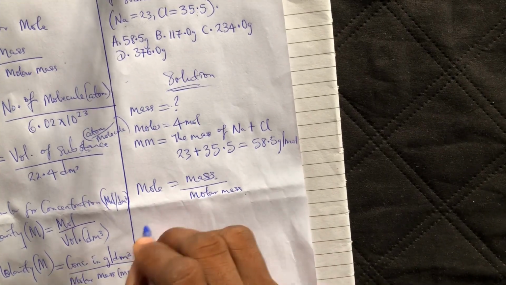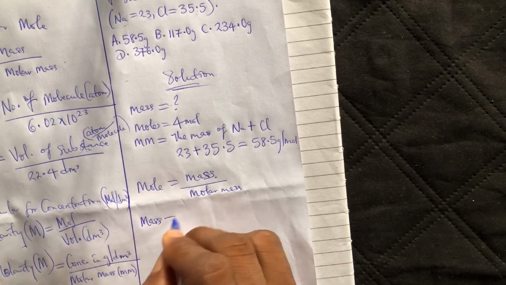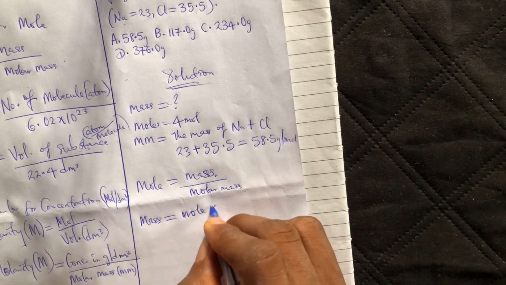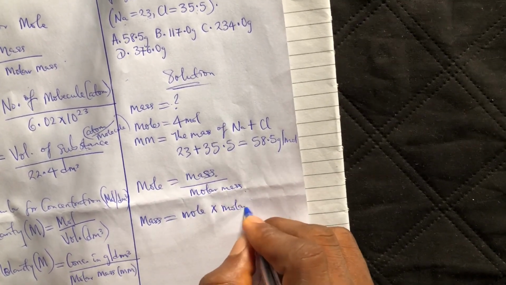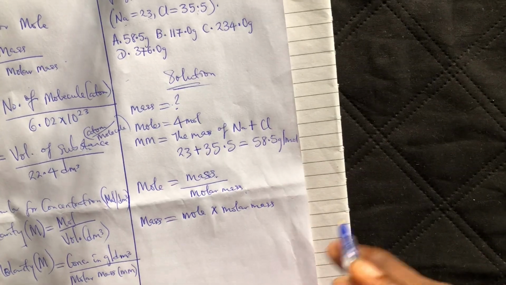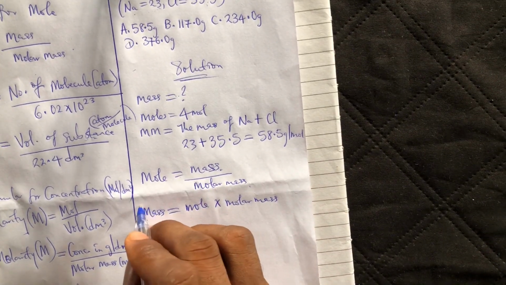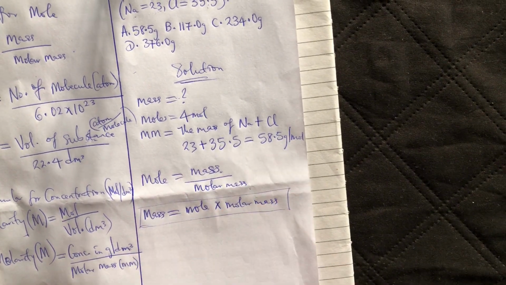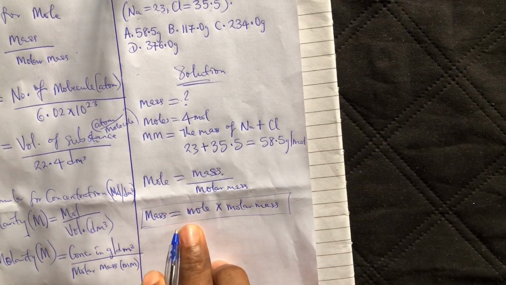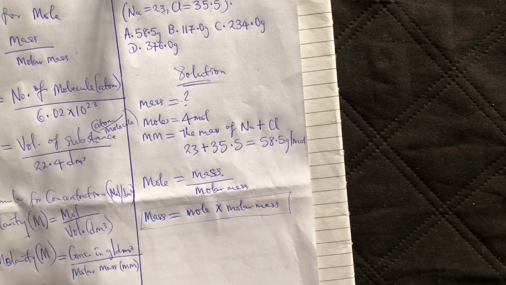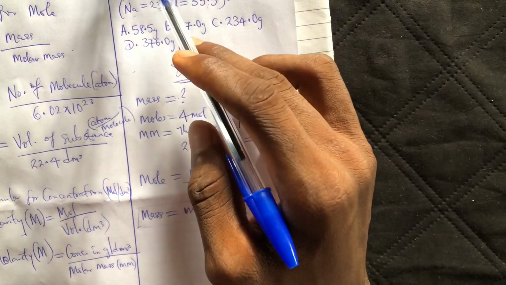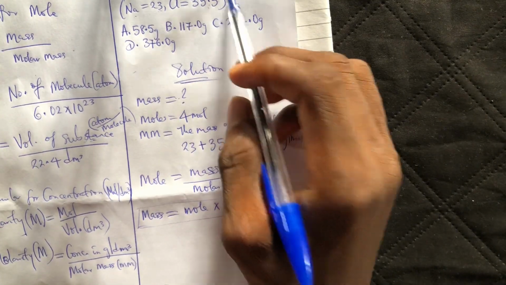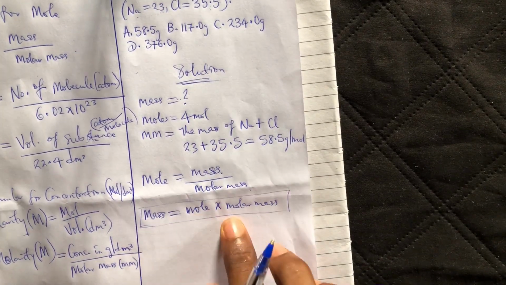And if you do that, you're going to have your mass to be mole times molar mass, right? Now, this is the formula that will give us the answer we are looking for. Mass equal to mole times molar mass. Let me take you back again to the question. The question is, what is the mass of 4 moles of sodium chloride? Right? So now we have our mass is equal to moles times molar mass.